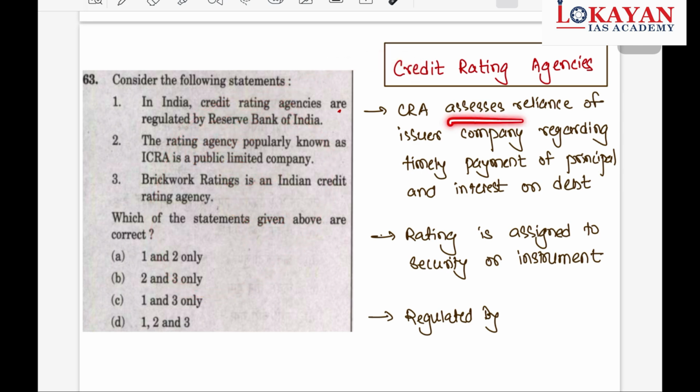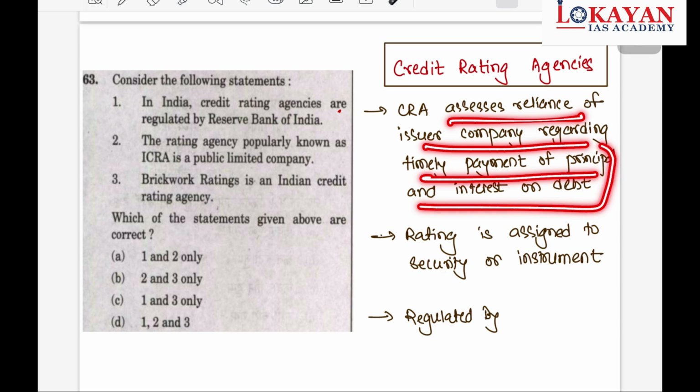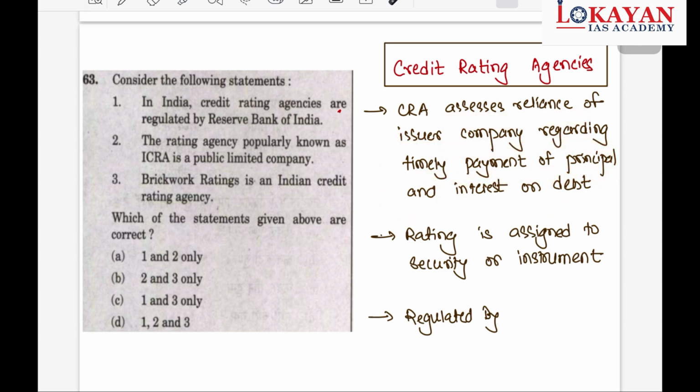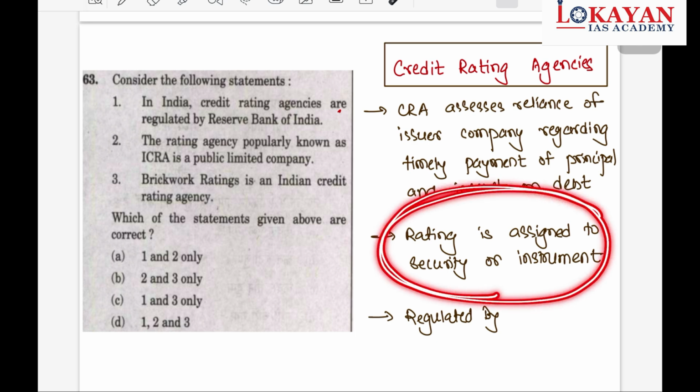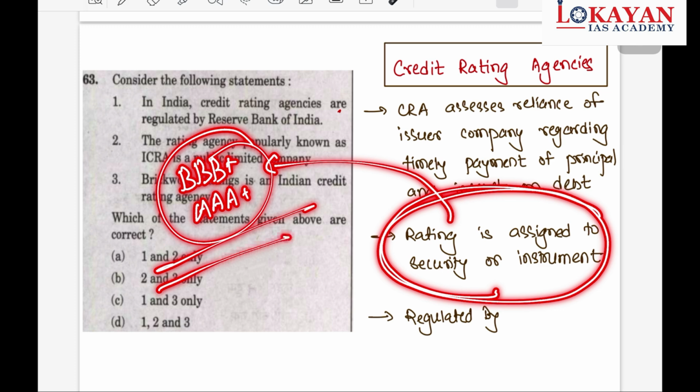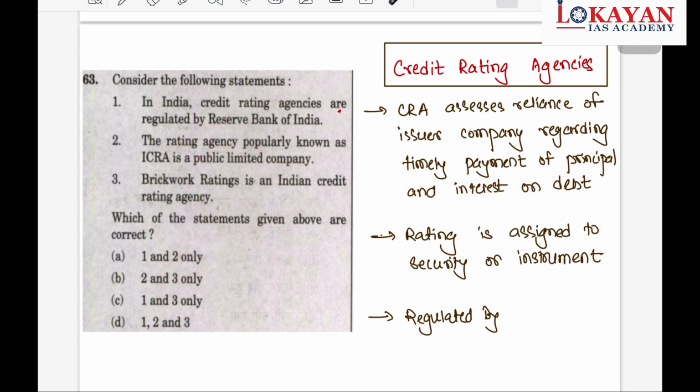See here, a CRA assesses the reliability of the issuer company regarding timely payment of principal and interest on debt. Remember, the rating is not regarding the company, but is assigned to a security or instrument. So for a particular bond, for example, it is BBB plus or AAA plus, etc. This is the function of credit rating agencies. And who regulates credit rating agencies? So remember, it is SEBI.